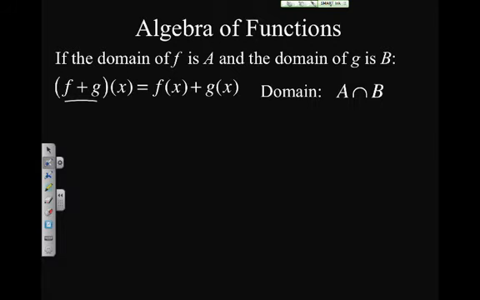The first thing is that if we want to add f plus g of x, all we do is we simply add f of x plus g of x. We just do the individual functions and add them together. And then you can see that our domain is the intersection of A and B. In other words, for us to be able to put something into f plus g of x, it has to be a part, that's what the intersection means, that it's in both A and B.